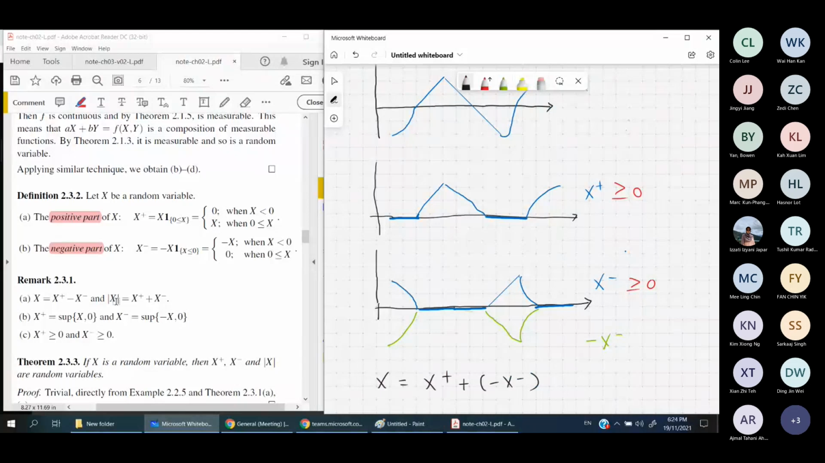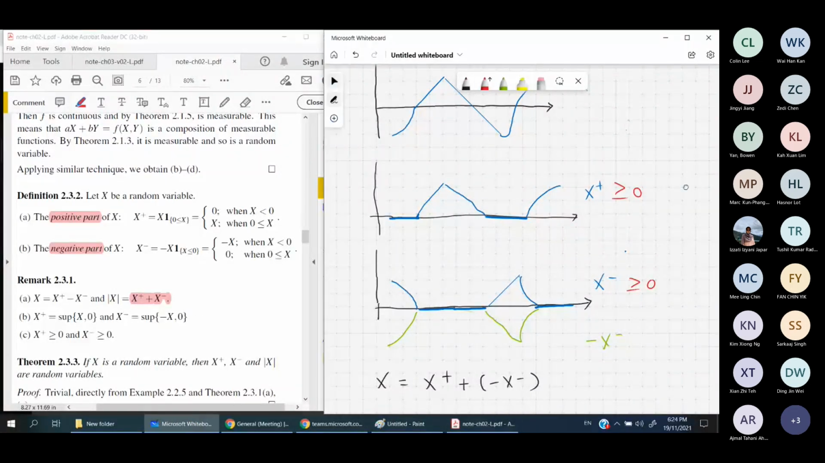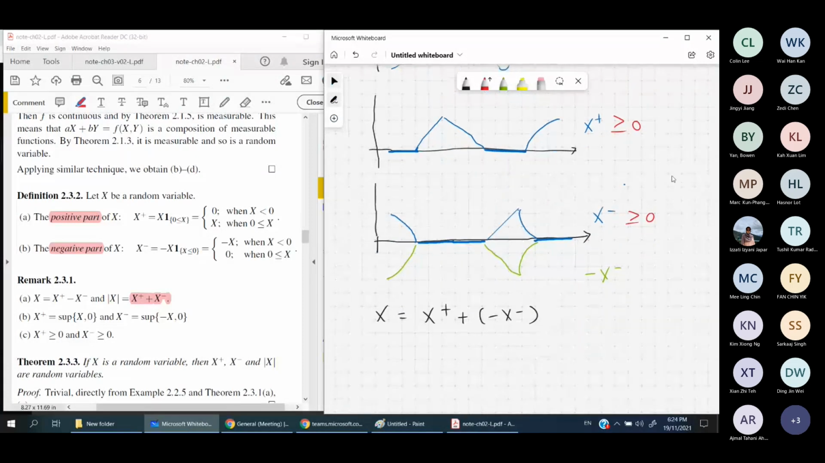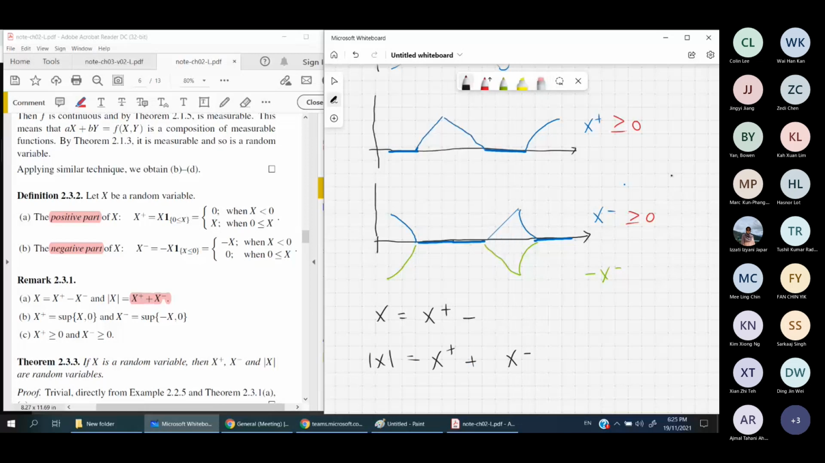Next, I believe you know the meaning of modulus of x. Modulus of x, we just look at the magnitudes. So you can see modulus of x will be x plus plus x minus. You just need to remember that we have this: modulus of x is equal to x plus plus x minus. So we have these two mathematical relations between modulus of x and x plus and x minus.